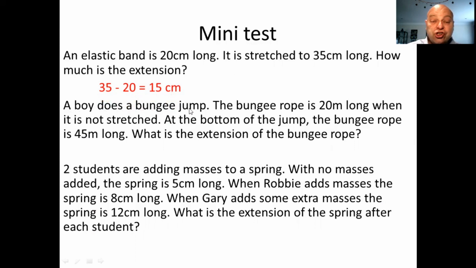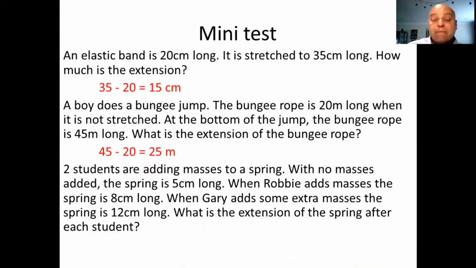A boy does a bungee jump. The bungee rope is 20 meters long when it is not stretched. At the bottom of the jump, the bungee rope is 45 meters long. What's the extension of the bungee rope? Very simple. 45, which is the stretched length, take away the unstretched length, which was 20, is 25 meters.